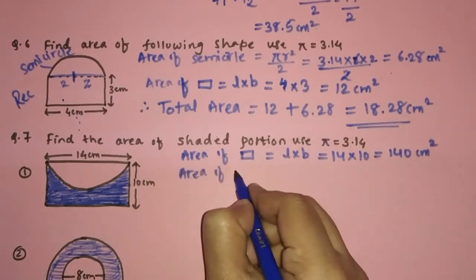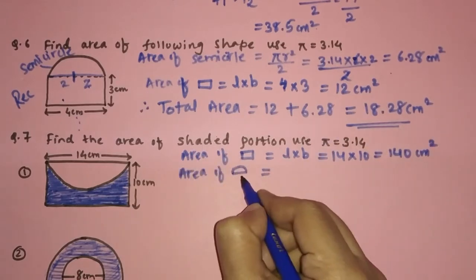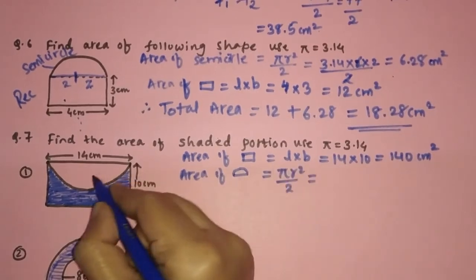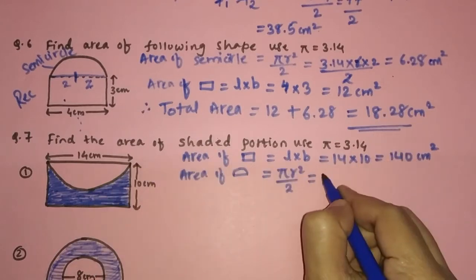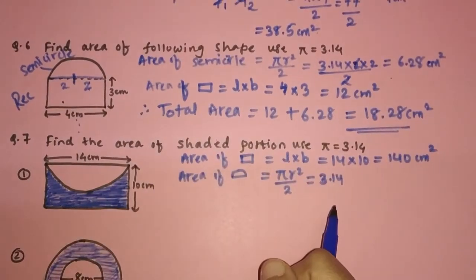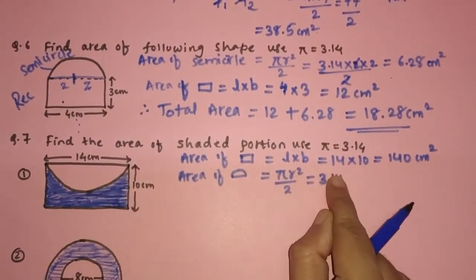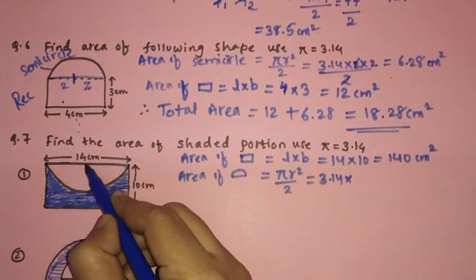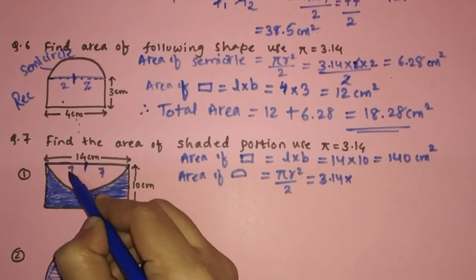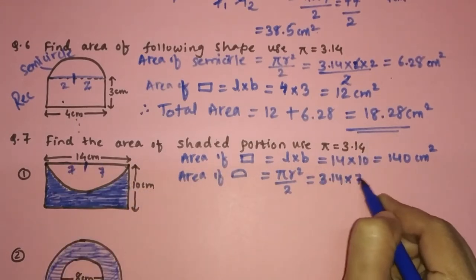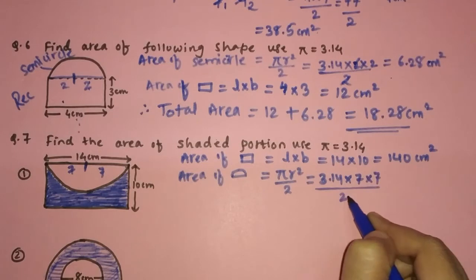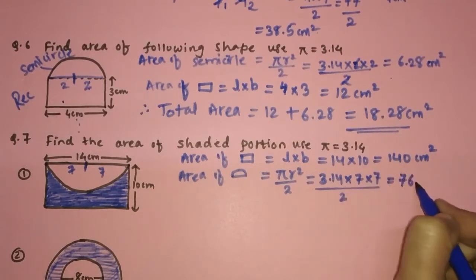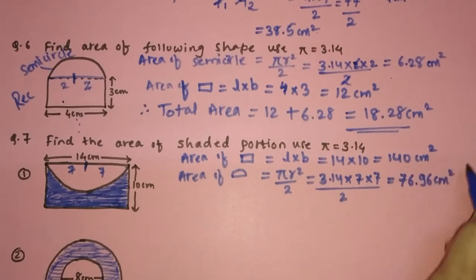Again, the area of a semicircle. This semicircle we have to find, which is pi r square by 2. By 2 because it is not a full circle. Pi is 3.14. And now what about the radius? So if you see, this diameter is 14. So its radius is going to be 7. So 7 into 7 divided by 2. If you do all this calculation, you will get 76.93 centimeters square.